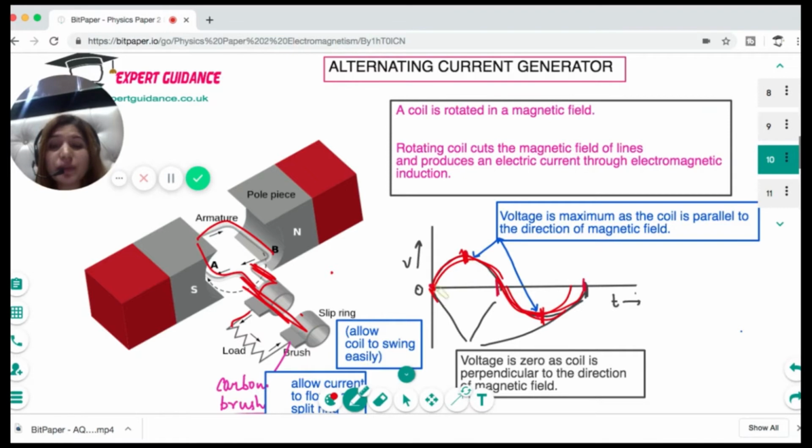So you should be able to draw this setup, know the function of each of the components, and should be able to explain this graph, why we are getting the peak and why we are getting a zero voltage.